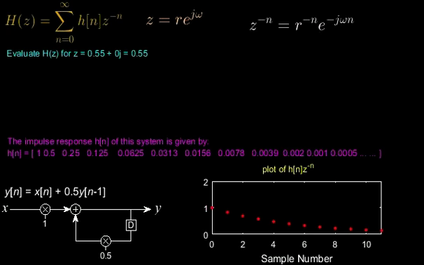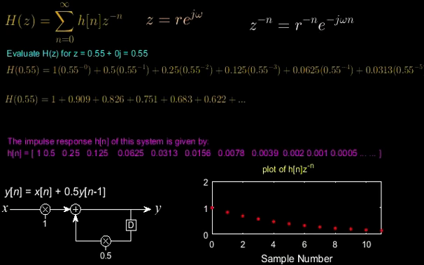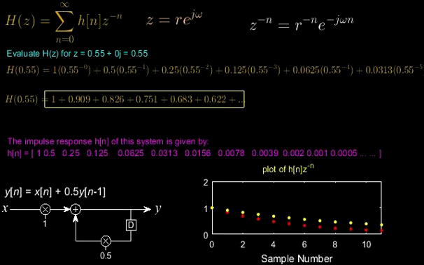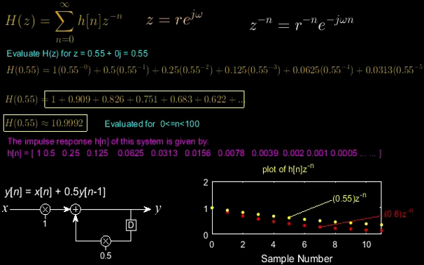If z is made smaller, 0.55 plus 0j in this example, then the product of z to the power of minus n and h of n results in summation terms that decrease at a slower rate, as illustrated in the plot. Also note that the magnitude of h of z has increased when z is equal to 0.55 plus 0j, as we are now closer to the location of the pole, which is located at 0.5 plus 0j.